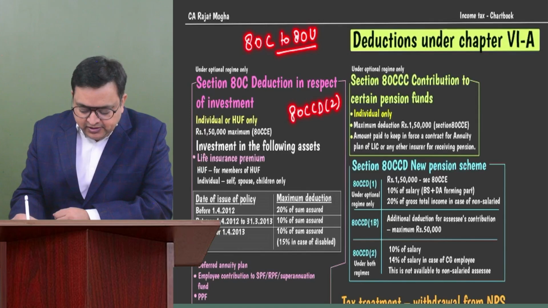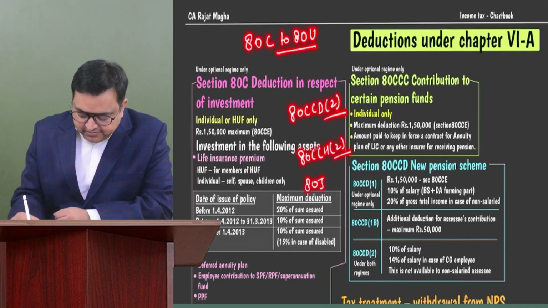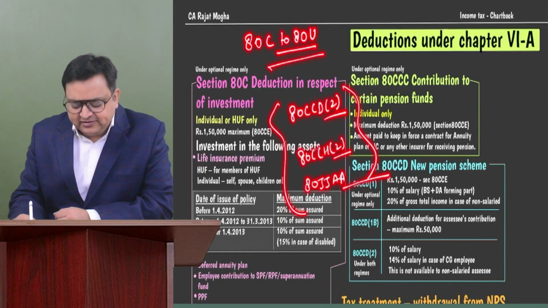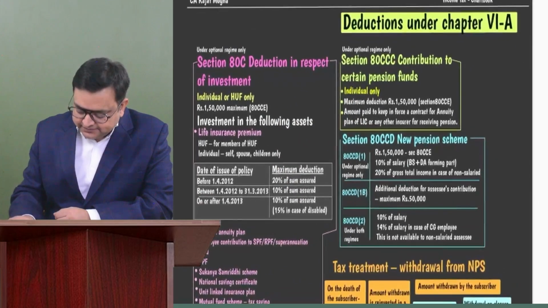80CCD(2), new pension scheme, employer contribution; 80CCH(2), Agniveer contribution, employer contribution again; and 80JJAA, new workmen. These three sections are only available in the default regime. Otherwise, all other sections are for optional regime only. So let us start one by one.